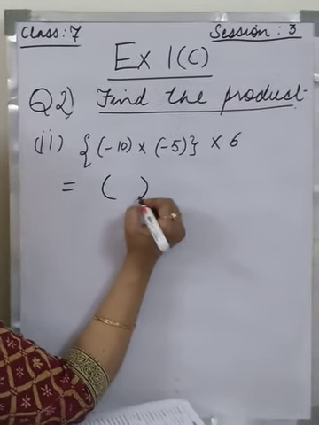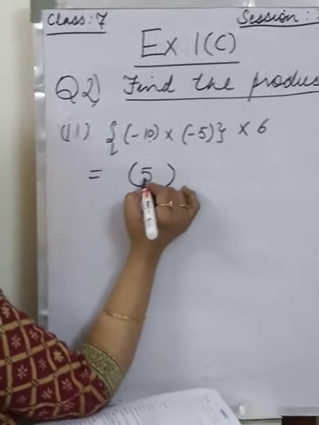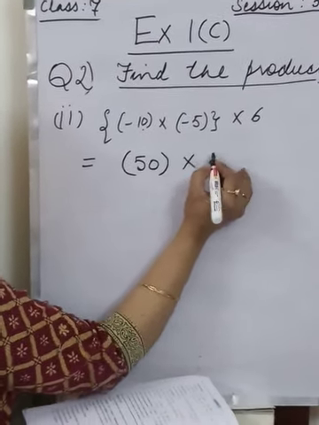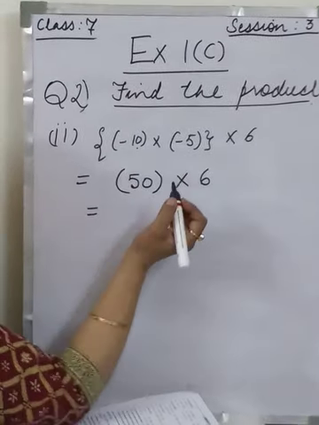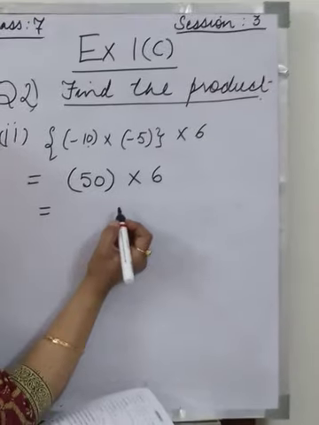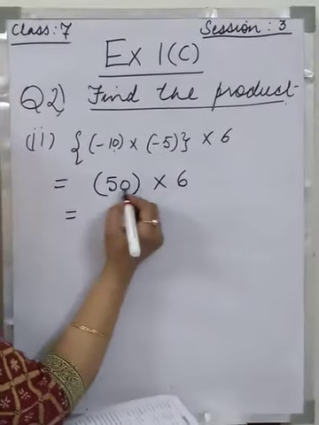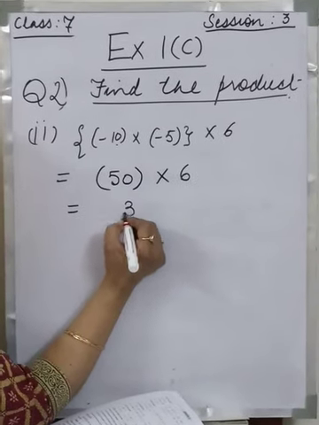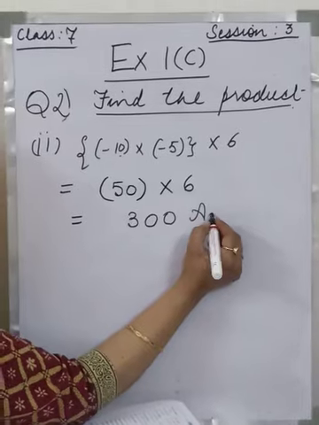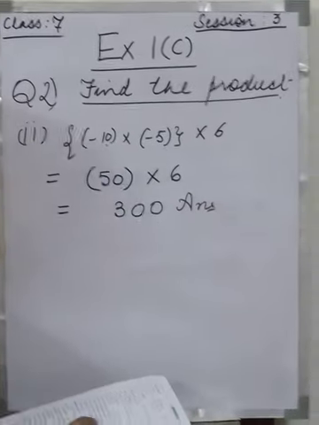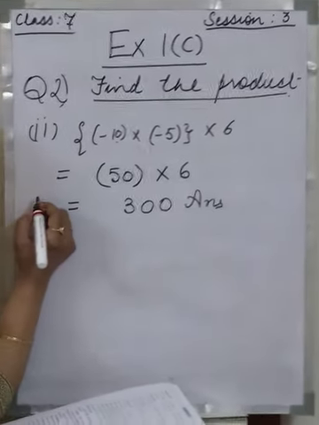We do not write the plus sign, it is understood. 10 5s is 50. We write the answer 50. Then into 6. Now both the integers have positive sign, so the sign is going to become positive only. We just leave the sign. So 50 into 6 will give you 5 6s is 30, and one more 0, 300 is the answer. Got it, children?